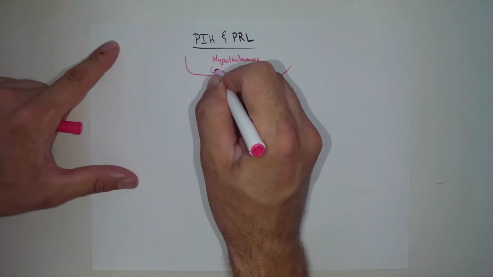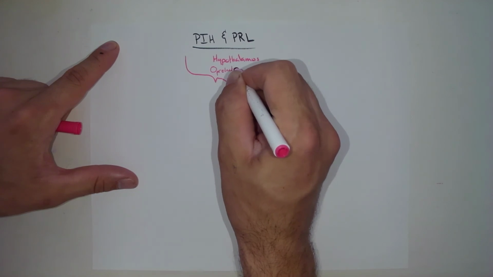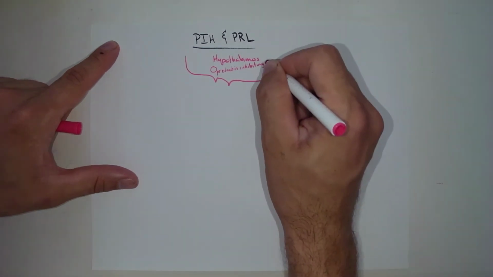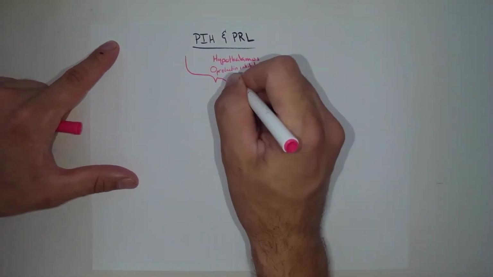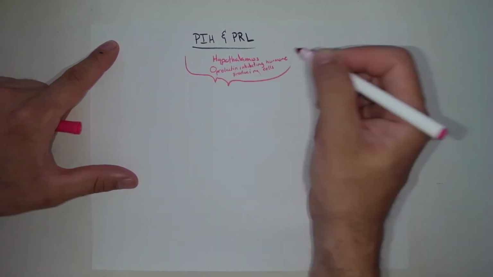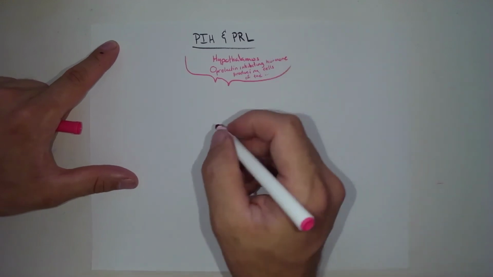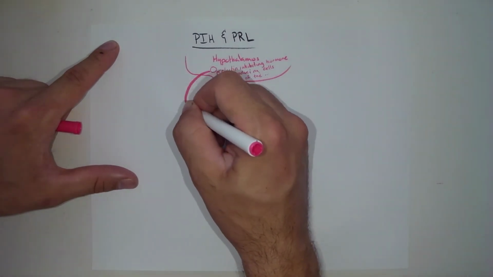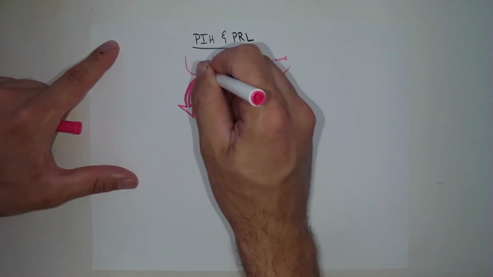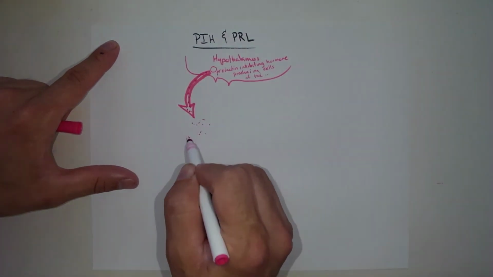And these prolactin inhibiting hormone producing cells of the hypothalamus are going to produce prolactin inhibiting hormone that affects the anterior pituitary.